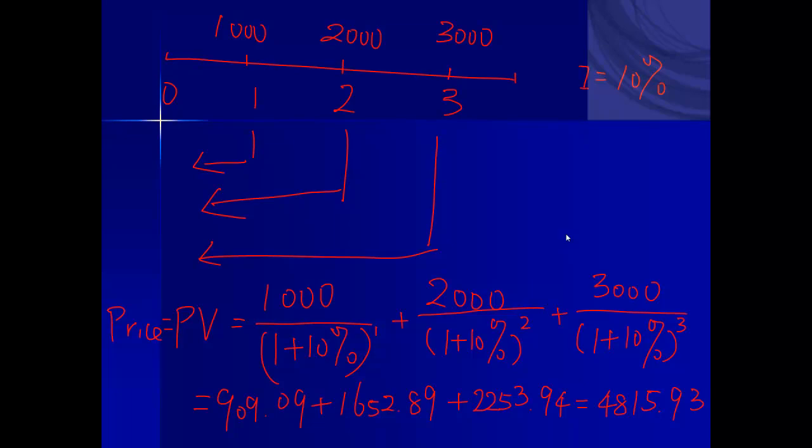For the second cash flow, it is 2,000 divided by 1 plus 10% to the power of 2, because from time 2 to time 0, there are 2 periods. For the third cash flow, it is 3,000 divided by 1 plus 10% to the power of 3, because from time 3 to time 0, there are 3 periods. Then we add all the numbers up to get the present value of all these cash flows.